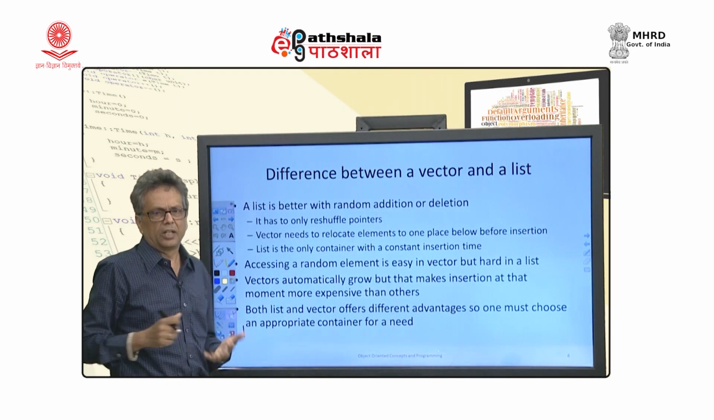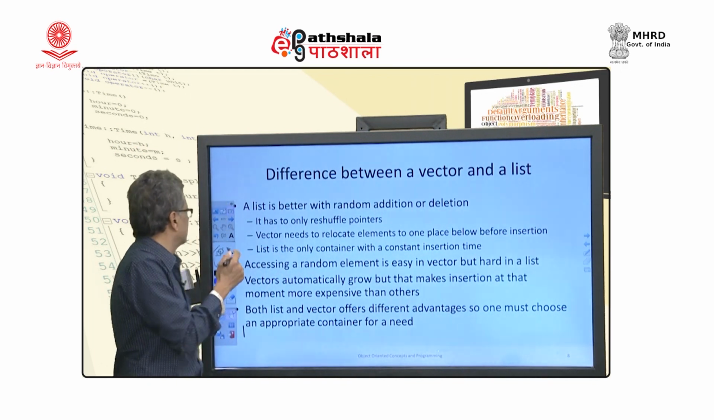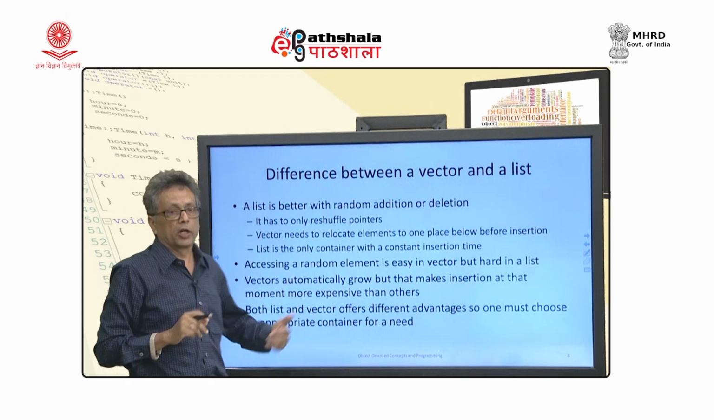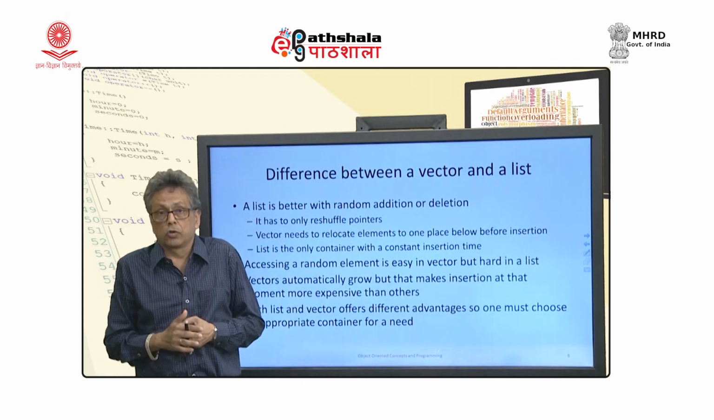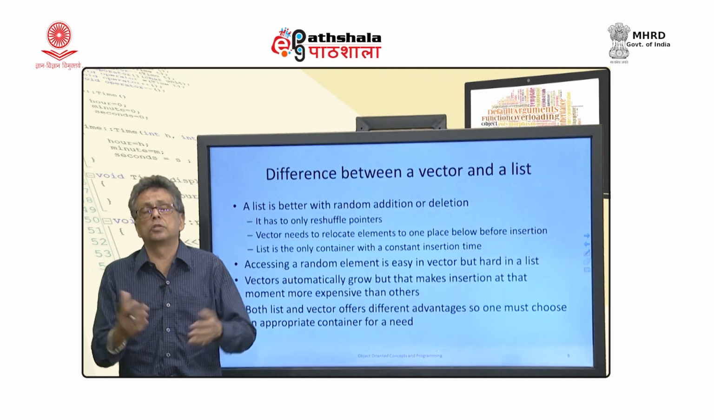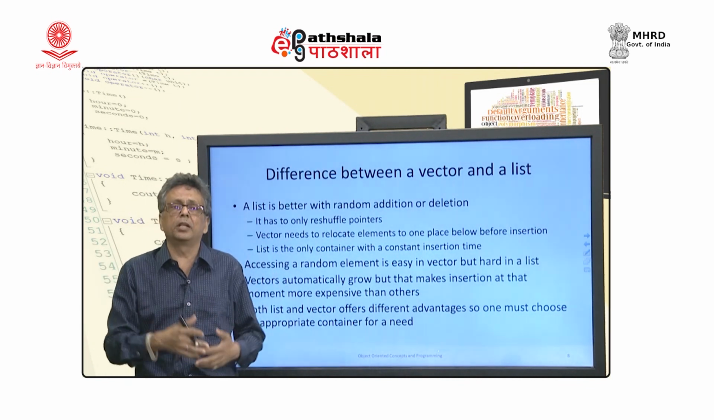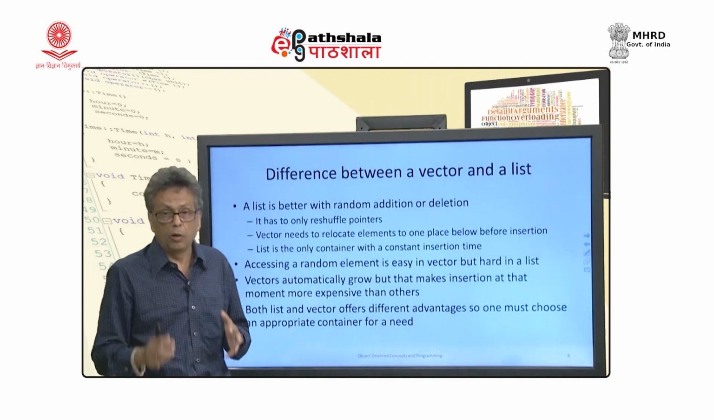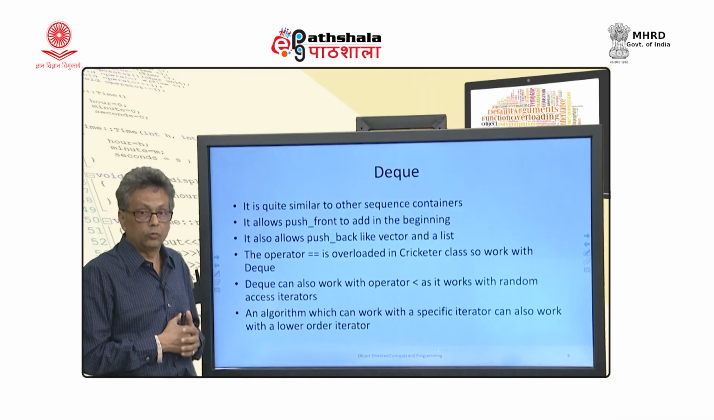As I have mentioned, both list and vector offer different advantages, and it is your choice. The best thing about C++ is that it offers you a choice. You need something, you use that. All options are available to you. You have to have that fine judgment to use what you want.